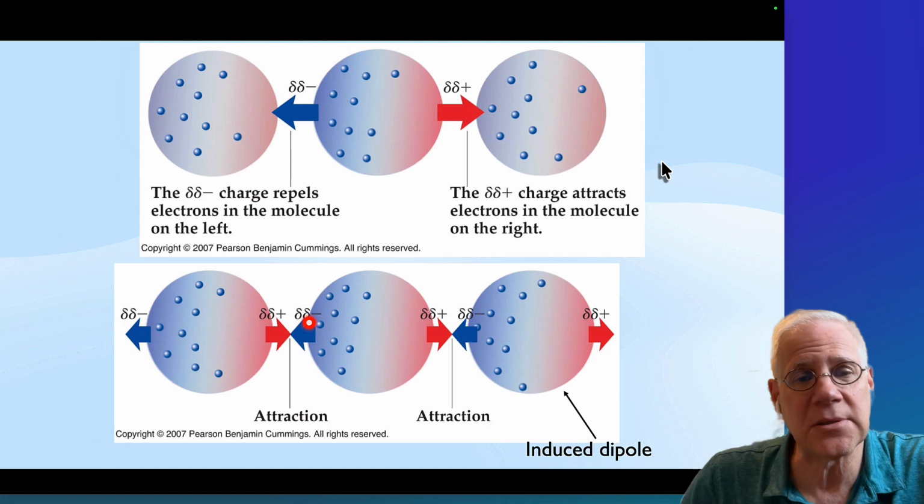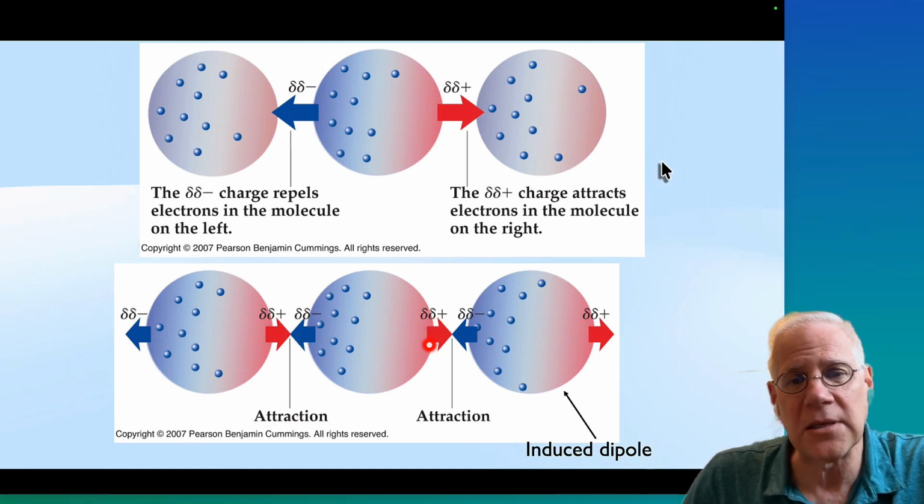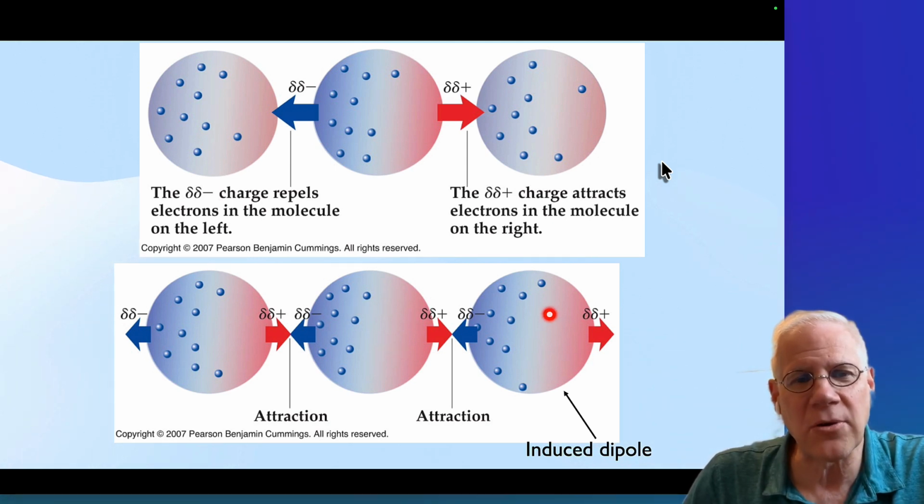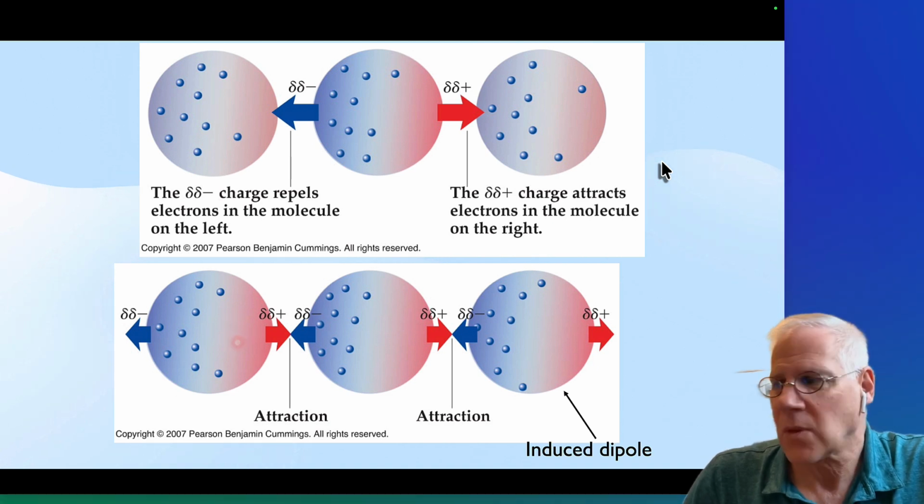The teeny tiny plus and the teeny tiny minus attract each other. Just like over here, the teeny tiny plus created this teeny tiny minus, and now they attract each other. So we call this an induced dipole. So the molecule in the middle had a temporary dipole, and then the molecules that are adjacent to it are going to create induced dipoles.